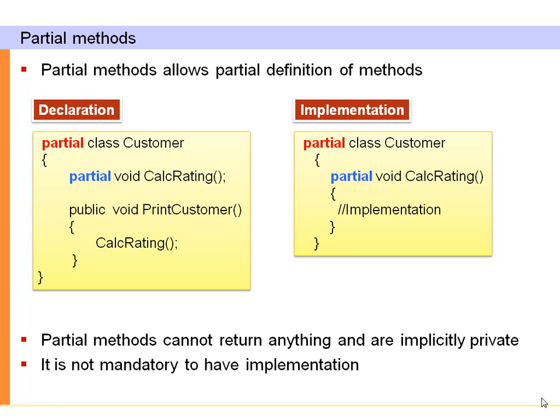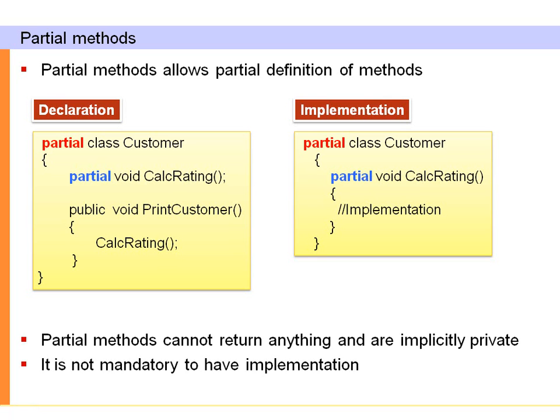There are certain restrictions on partial methods. First, partial methods cannot return anything. You can see void here. Second restriction is partial methods are implicitly private. We cannot see a private keyword here. But once you define a method as partial, it is a private method.